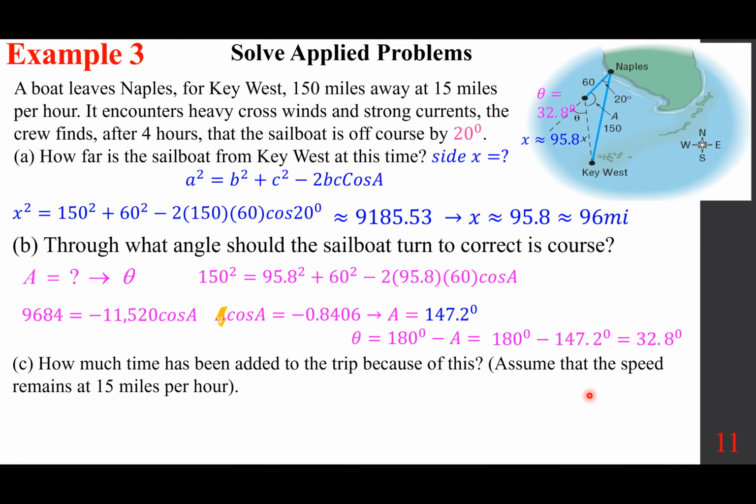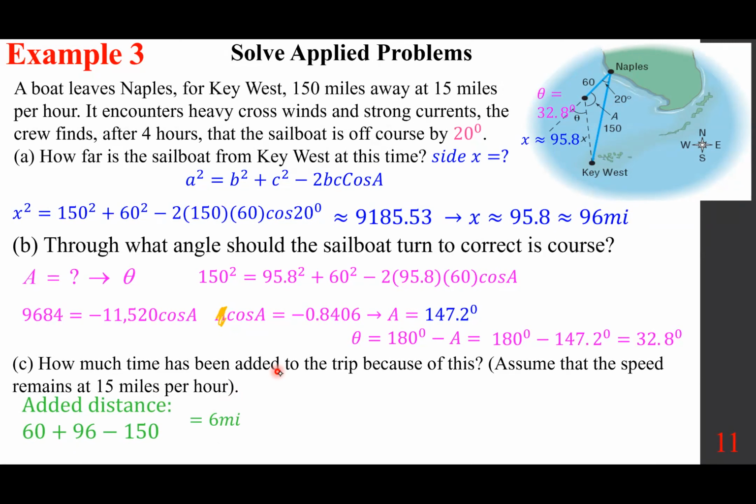How much time has been added to the trip because of this? And we are assuming that we are continuing with 15 miles per hour. We are not changing. So let's see what we have added as far as the distance is concerned. The distance was supposed to be 150, right? But now we covered 60 plus this much, 95.8, 96 miles. So we add these two and we subtract 150 from it. That means we did 6 miles more.